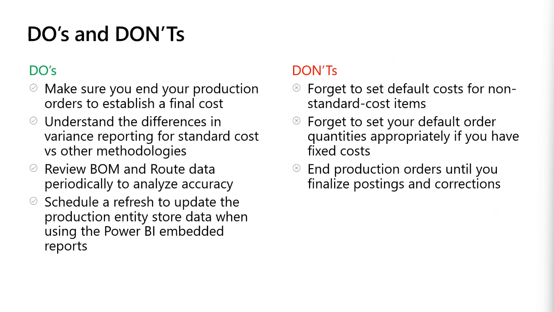And also, the last don't on our list is don't end your production orders until you've finalized the postings and made any corrections. Keeping in mind that once you end a production order, you can no longer make any updates to that production order. So for that reason, it's always a good idea to look at the potential variances on that production order and make any corrections before you go through that ending process.